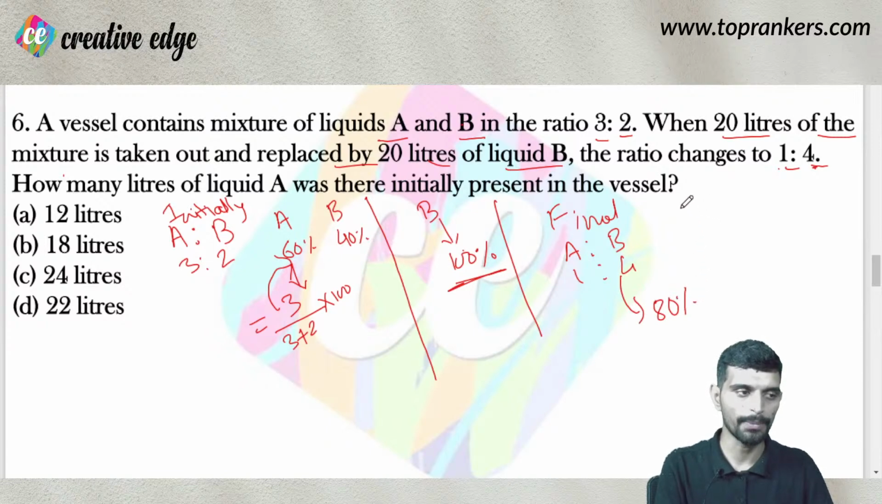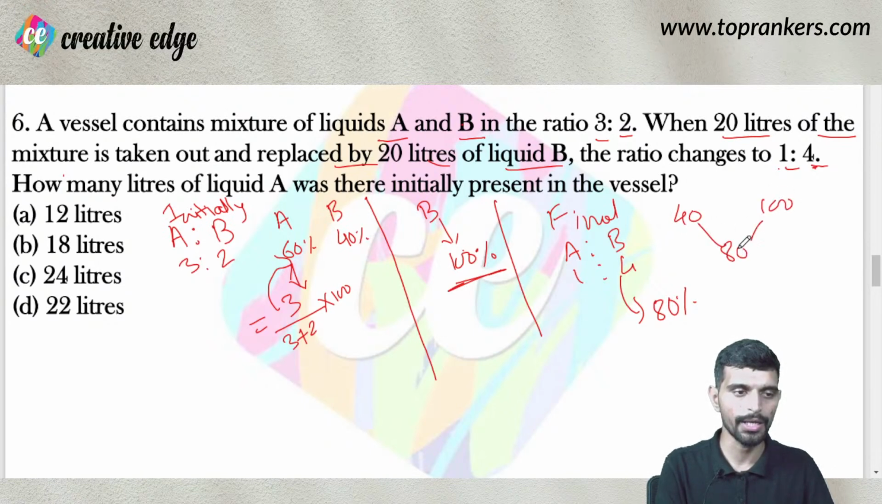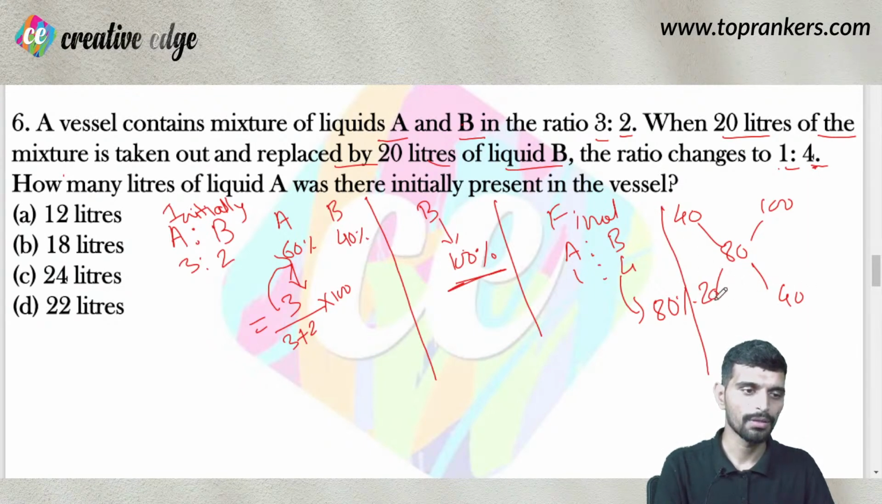So now we can apply the allegation method here. So 40 and 100 result in 80. So this is 40, this is 20, right? So this is 1:2.